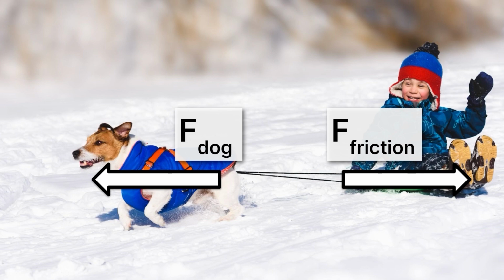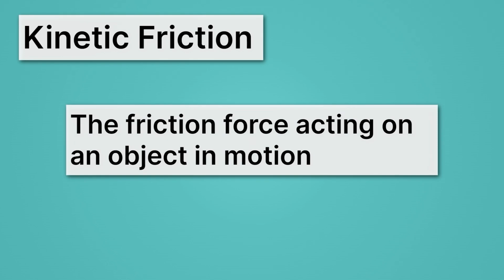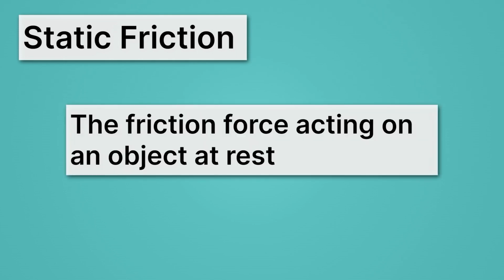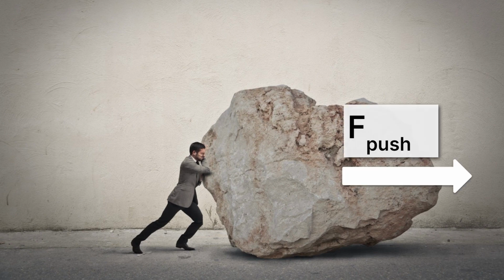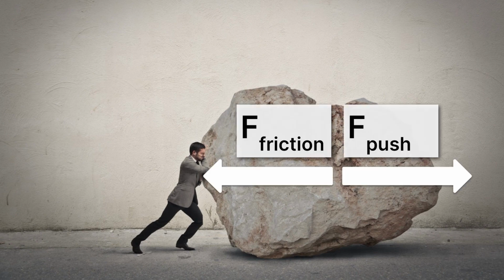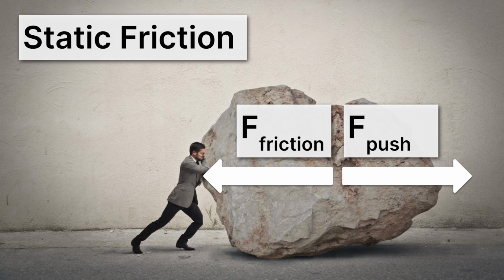There's a force of friction going the opposite direction that the dog is pulling. That type of friction is actually called kinetic friction. It's the friction force acting on an object in motion. Its opposite is static friction. That's the friction force acting on an object at rest. And you can kind of hear the word static as referring to still or not moving at all, right? Which is exactly what we're looking at when this man tries to push this boulder. He pushes on the boulder, but of course it doesn't move, and that's because there's a friction force opposing it. And it would be a static friction force.